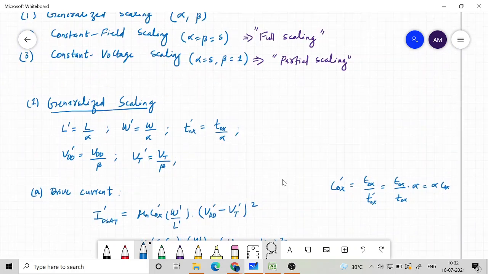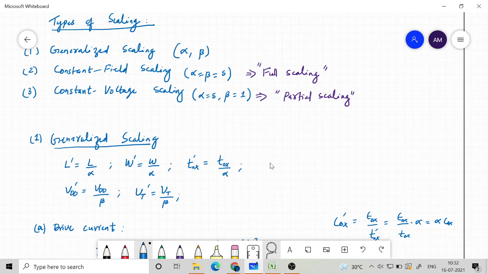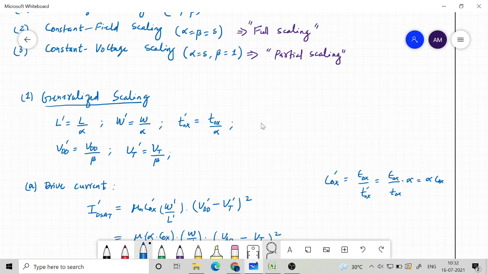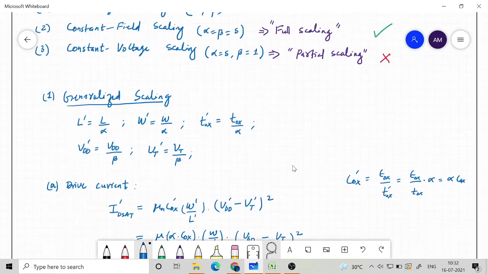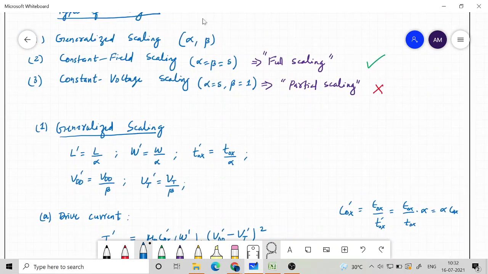So now you can compare. We have derived for generalized scaling, and if you put alpha equal to beta equal to S, then you will get constant field scaling. That is the most desirable scaling, the second one. This is the most desirable, and this is not very good. And this is somewhere an optimization, because we are helpless, we are not able to scale down VT, and therefore we try to reach somewhere in between very good and very bad.